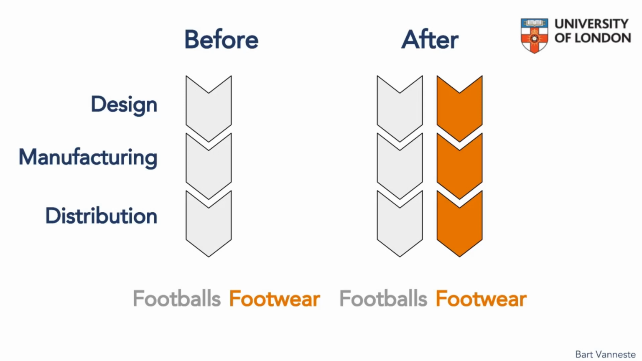So diversification is entering a new business. Here's a systematic representation of diversification. Let's say your company is active in footballs. So you produce footballs, and then one day you decide to enter a new business. And let's say that business is the footwear business. Before you were not active in footwear, after you are active in footwear. And that is called diversification, entering a new business.